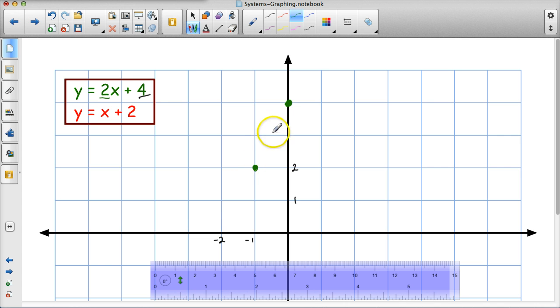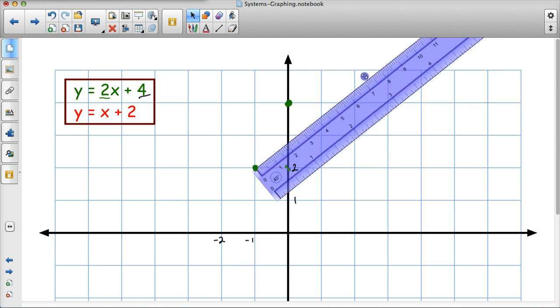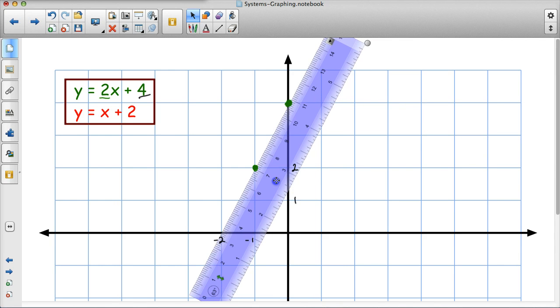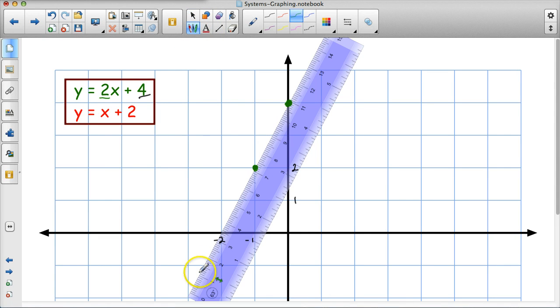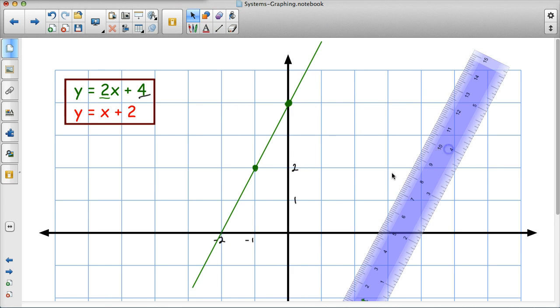Notice that when I draw my line, it will be a positive slope because it will rise from left to right. Once I plot my 2 points, I want to use a straight edge to graph my line. This way, I can be sure that I have a line that is straight and accurate. I want my lines to be as accurate as possible because remember, I'm looking for the point where my 2 lines intersect. So I graphed my green line, y equals 2x plus 4. Now I need to graph my red line, y equals x plus 2.